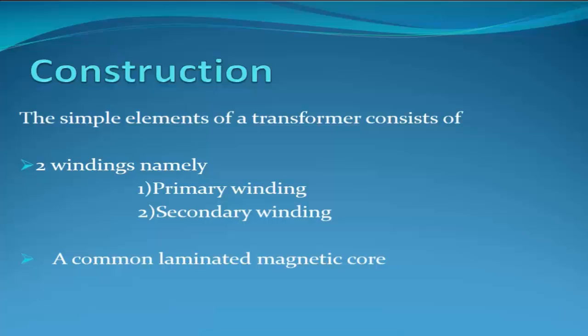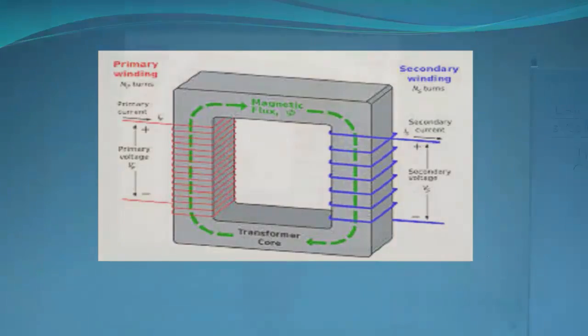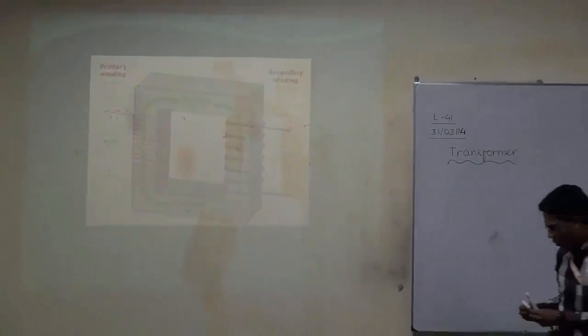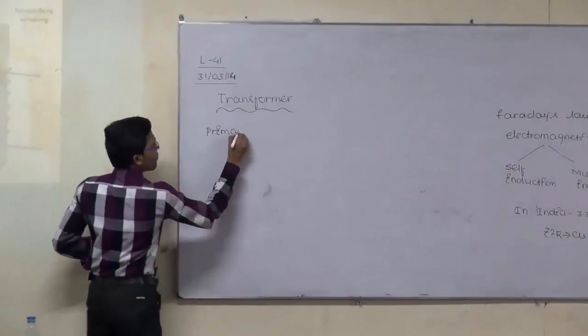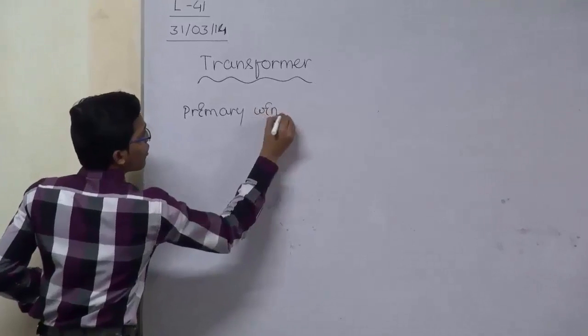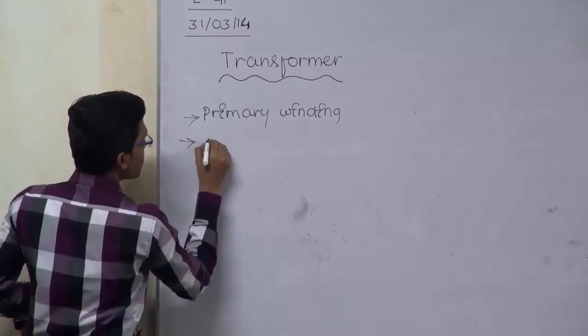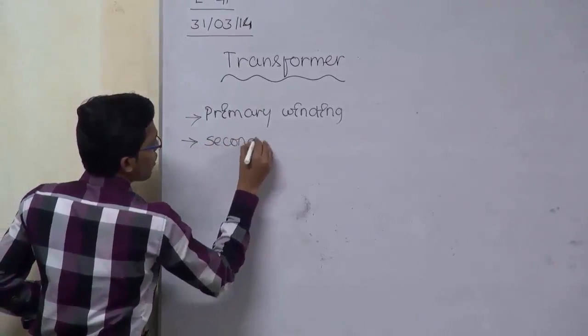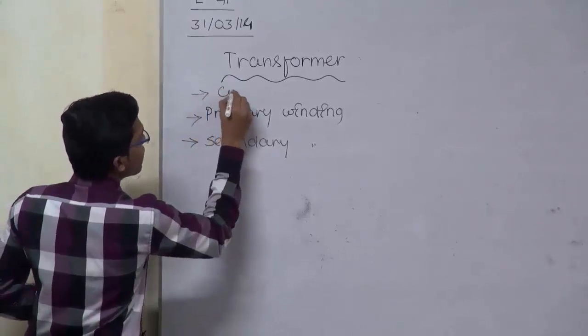Okay, so in case of a transformer, let me just show the figure so that you can easily identify here. In a transformer, two most important things are, two windings are present and one common laminated magnetic core. Two windings, one is called a primary winding and the second one is called a secondary winding.